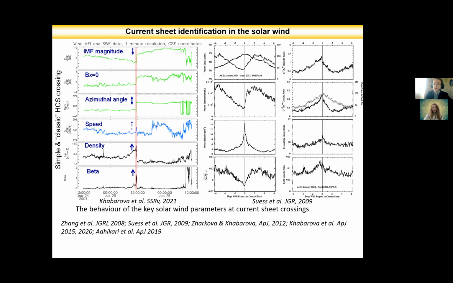As you can see on the slide, there are some key behavioral patterns when it comes to current sheet crossings. The main interest to us is the drop in the interplanetary magnetic field magnitude, a rise in speed, a rise in density, and a rise in plasma beta. These are the key flags we're going to be using moving on to identify the current sheets.